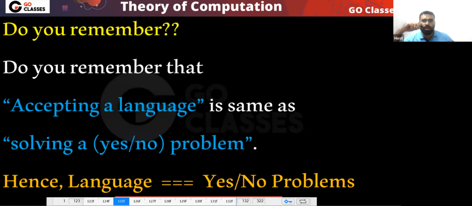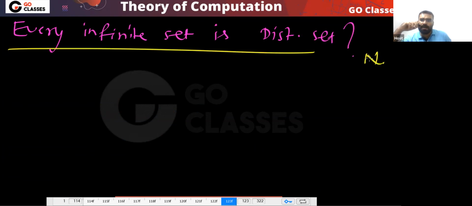Do you remember this? I told you in the first class. Yuvraj is saying any set will work. Tell me, can I say every infinite set will work? Is every infinite set a distinguishing set? Can I say this? Every infinite set is a distinguishing set? The answer is no.